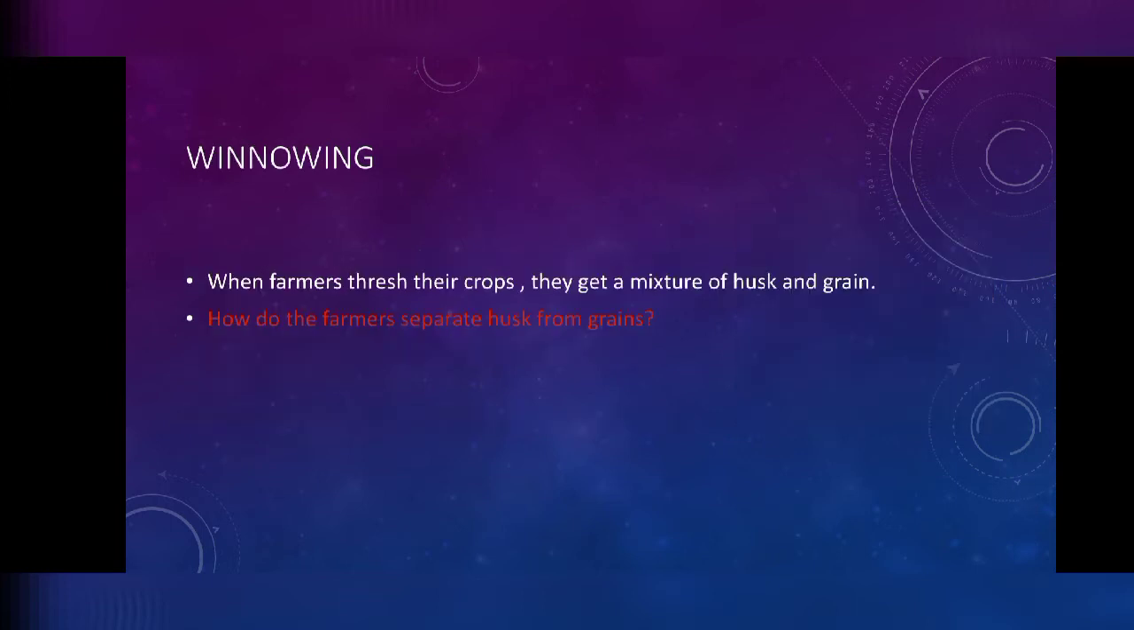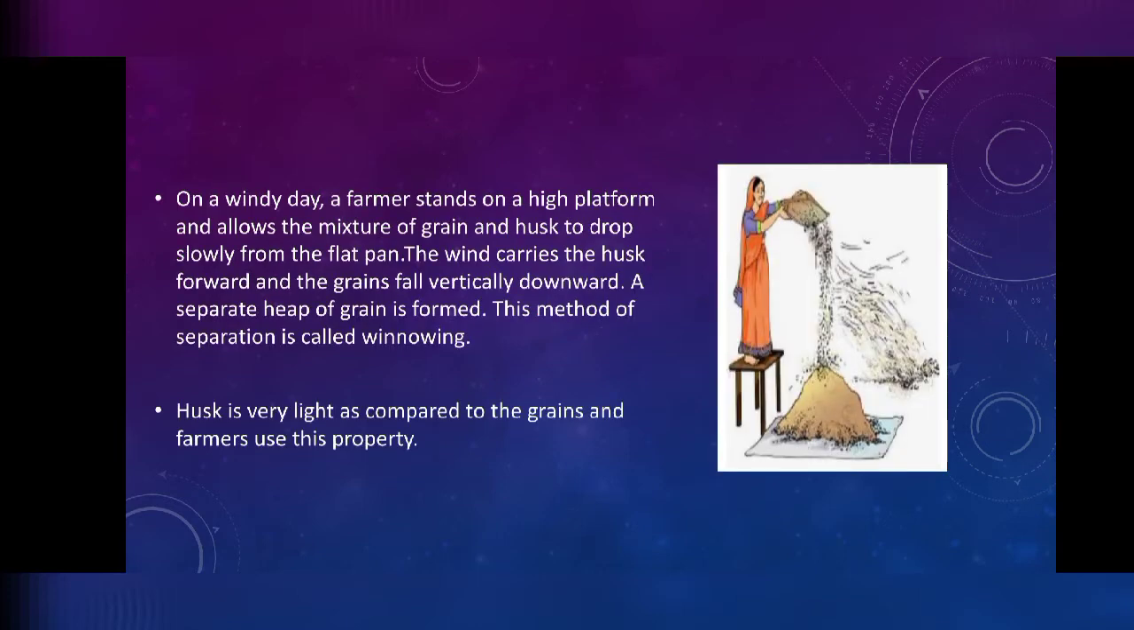Second method is winnowing. When farmers thresh their crops, they get a mixture of husk and grain. How do the farmers separate husk and grain? Yes, on a windy day, a farmer stands on a high platform and allows the mixture of grain and husk to drop slowly from the flat pan. You can see the picture, children.